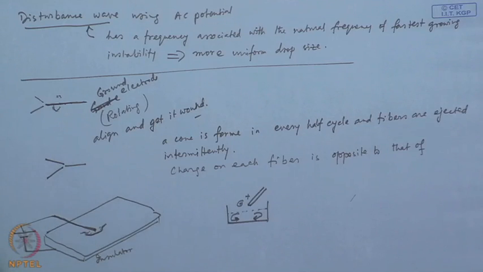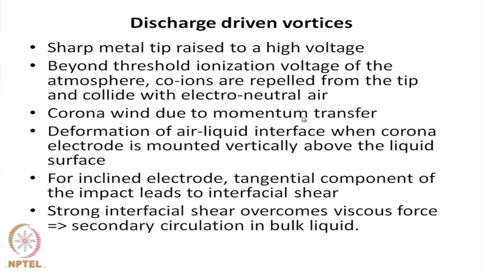Because the ionization voltage is reached, there would be ionization and the co-ions that are formed at the tip. The tip has to be extremely sharp and there has to be very high voltage. These are the primary conditions. Then the co-ions are formed and they are repelled from the tip, and because of the collision of these co-ions with the otherwise electroneutral air, there would be a corona wind forming because of the momentum transfer.